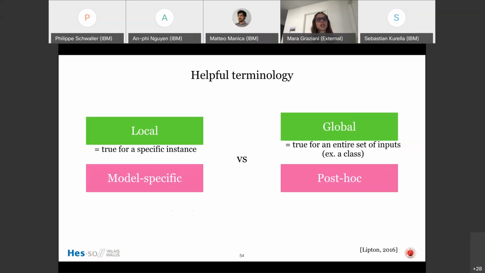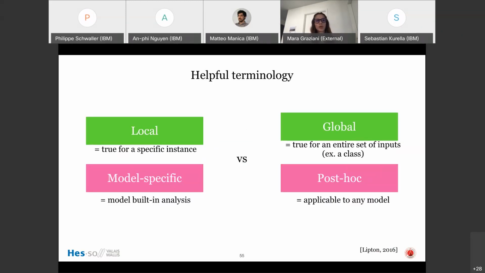Now, local explanation is true only for a specific instance. So let's say we have an input image. We would like to have an explanation only for the corresponding output. So then in that case, we'd be looking for that local explanation. If these explanations are true instead for a set of inputs, for example, for an entire class, then we would be talking about global explanations.